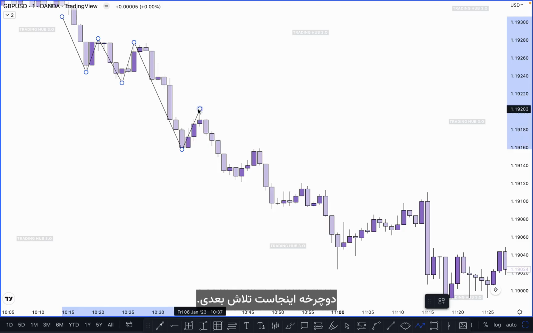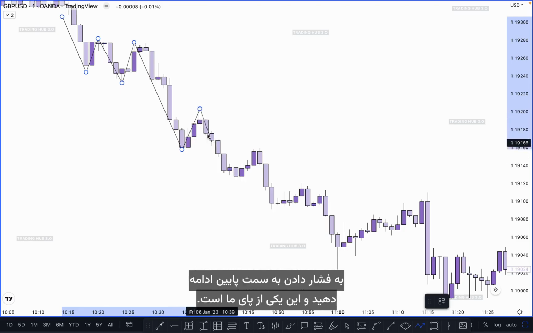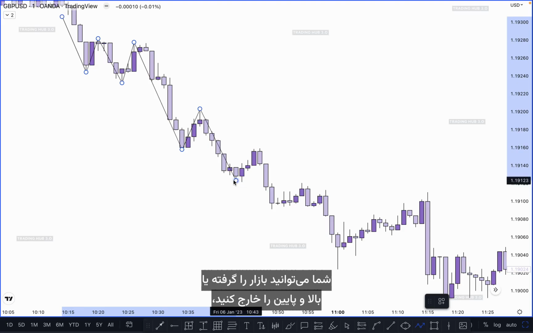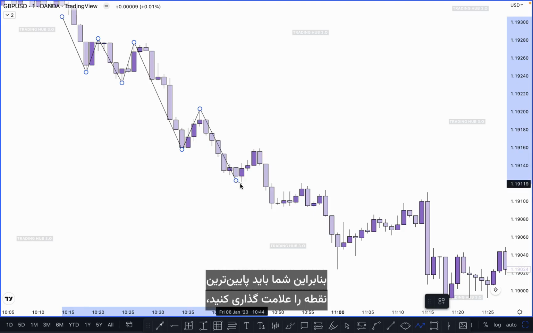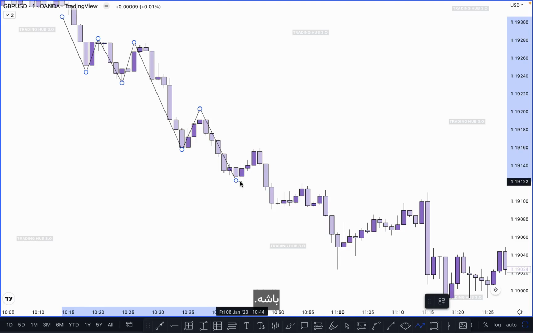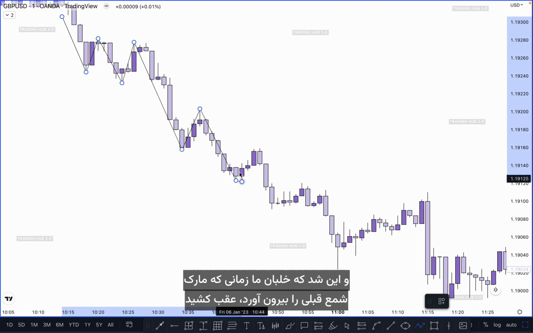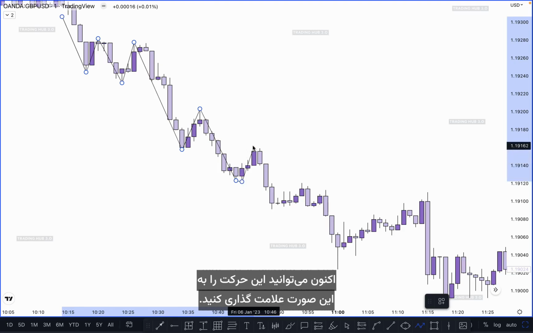Simple. So this move is also a valid pullback. In the next attempt, the market continues pushing downside, and this is our single leg move. At this point you can see the market takes out both the high and the low. So you have to mark the lowest point, which is here, and this becomes our valid pullback when the market takes out the previous candle high. Now you can mark this move like this. This move is our entire valid pullback.